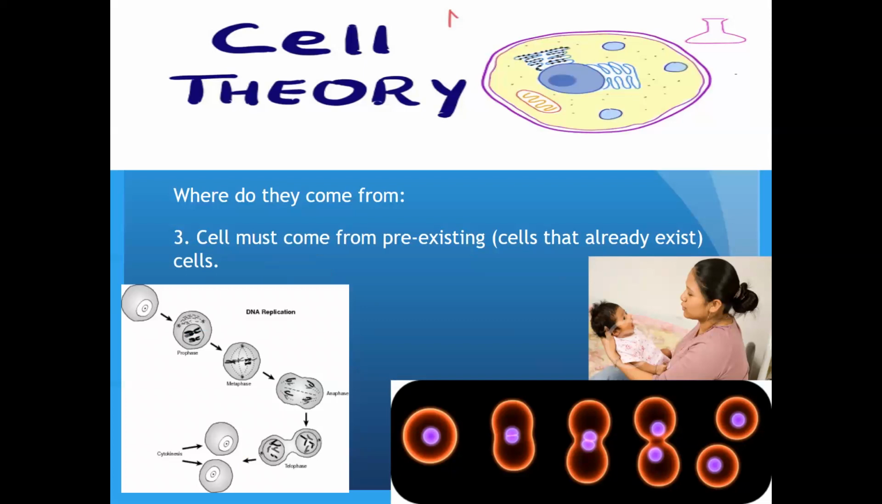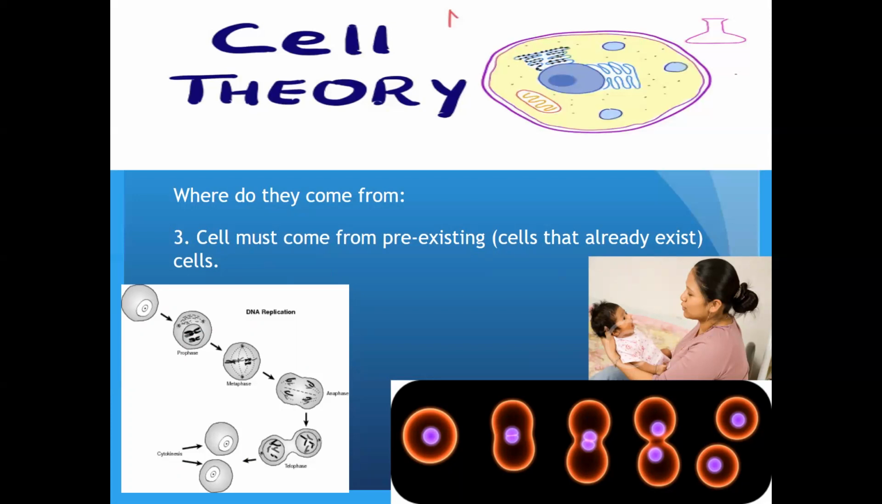So it tells where they come from. Cells must come from pre-existing cells that already exist. Okay, so pre-existing means that the cell already exists. Pre means before, existing means to be there. So pre-exist means to already be there. So when you make cells, or when you're growing, your cells are always dividing and making new cells. So those new cells come from pre-existing cells.